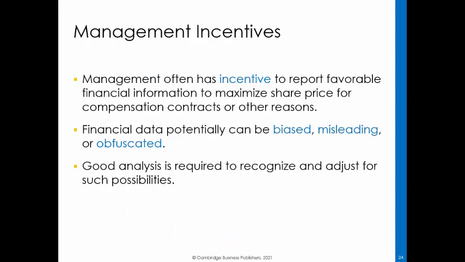Management often has an incentive to report favorable financial information due to a desire to maximize share price for compensation contracts or other reasons. While U.S. GAAP and IFRS put some restrictions on what is reported, the financial data potentially can be biased or misleading. Our analysis attempts to recognize and adjust for such possibilities. However, our estimates of value are only as good as the accounting numbers that underlie them.